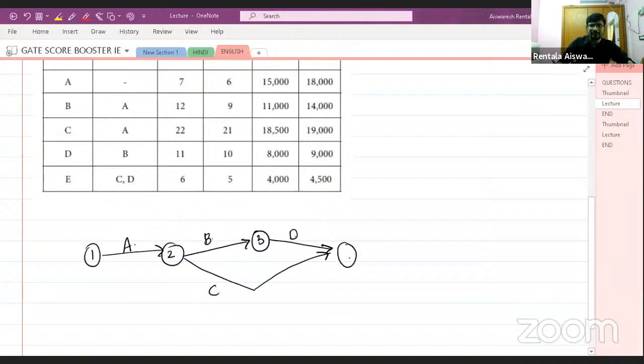Let us say this is node number 4. Node number 4 represents completion of both activities C and D. So after completing activities C and D, you have to start activity E. This you can represent as node number 5.